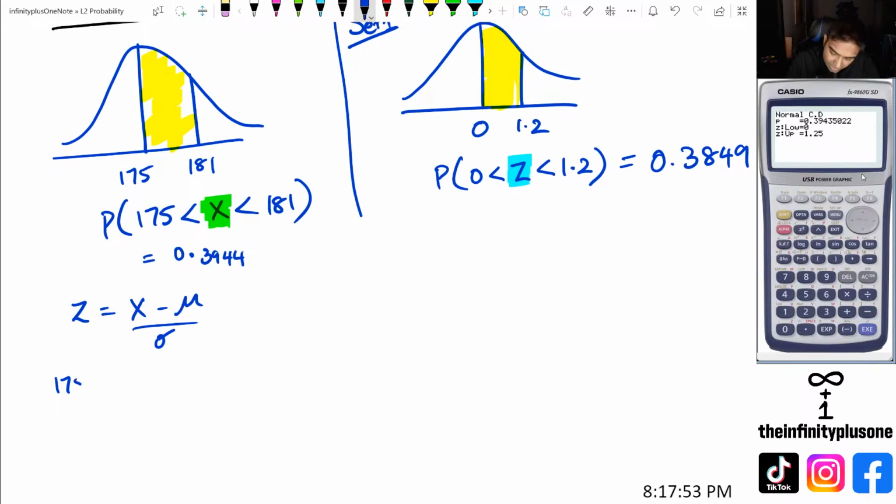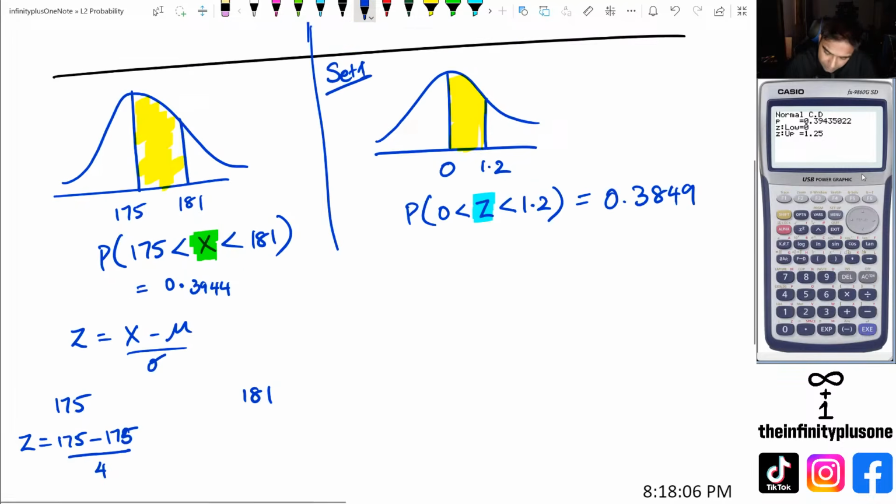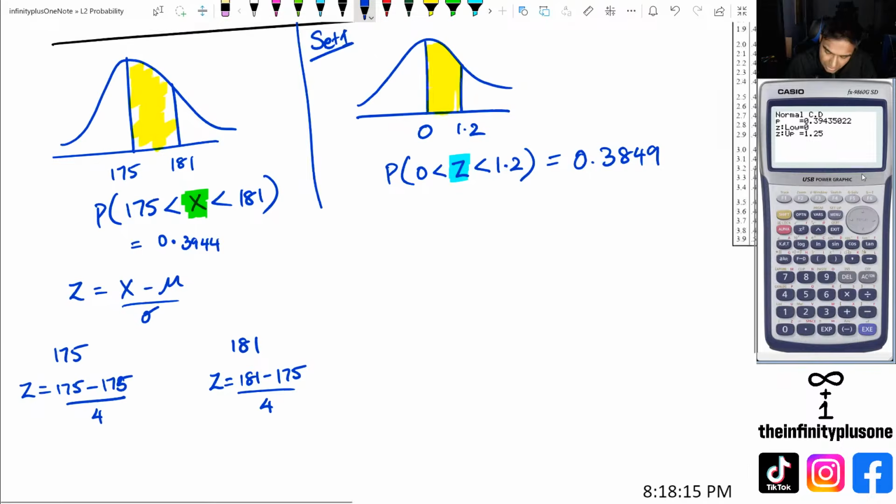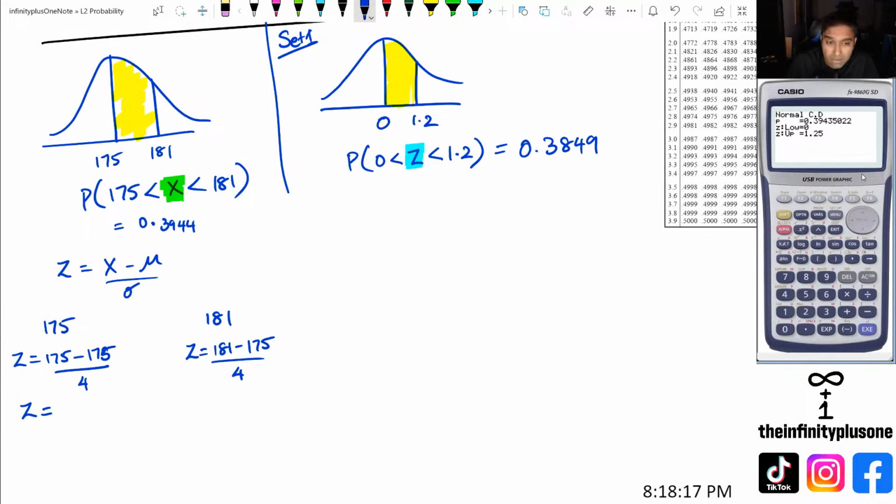Now I've got two values that I need to worry about: 175 and 181. So I'm going to write this as Z is equal to 175, take away the mean, which is 175, divided by standard deviation, which happens to be 4. And for the 181, Z is equal to 181, take away 175, divided by 4. So now I've got my two Z values. My first Z value is 0. My second Z value is 6 over 4, which is 1.5.